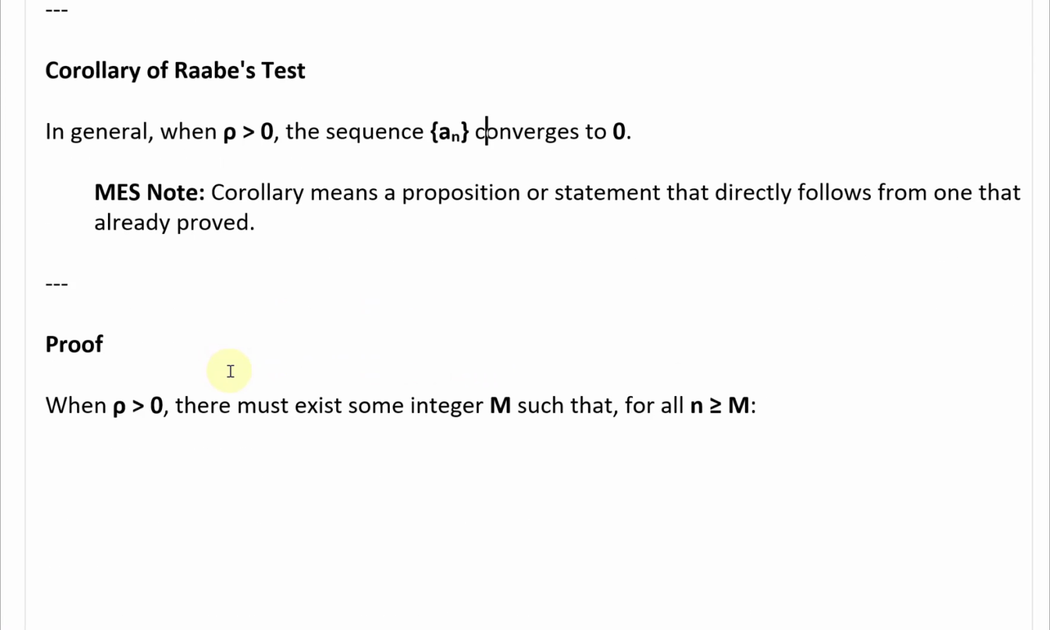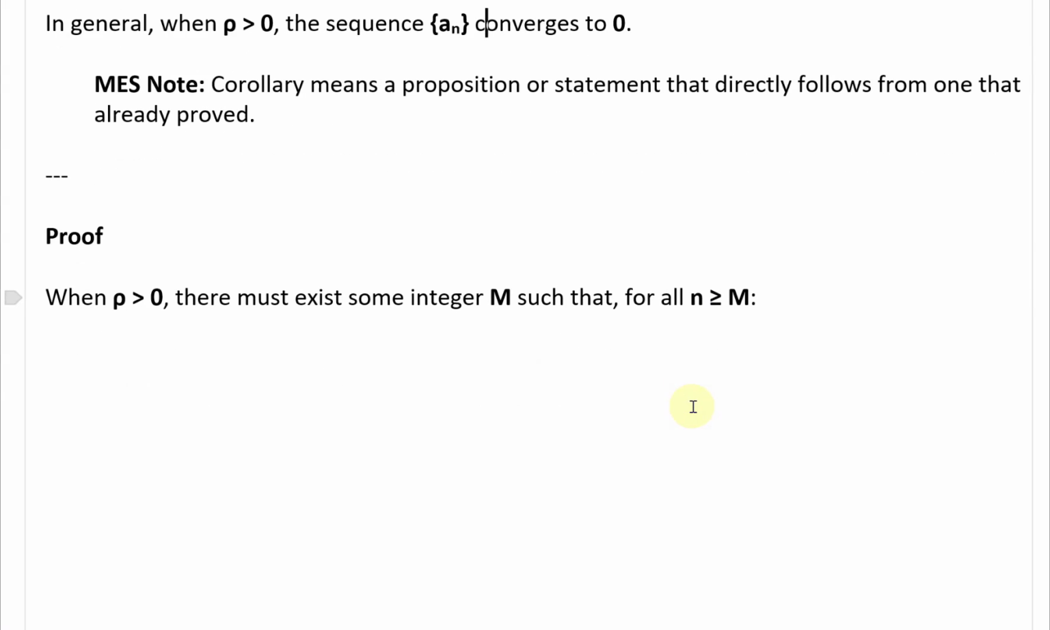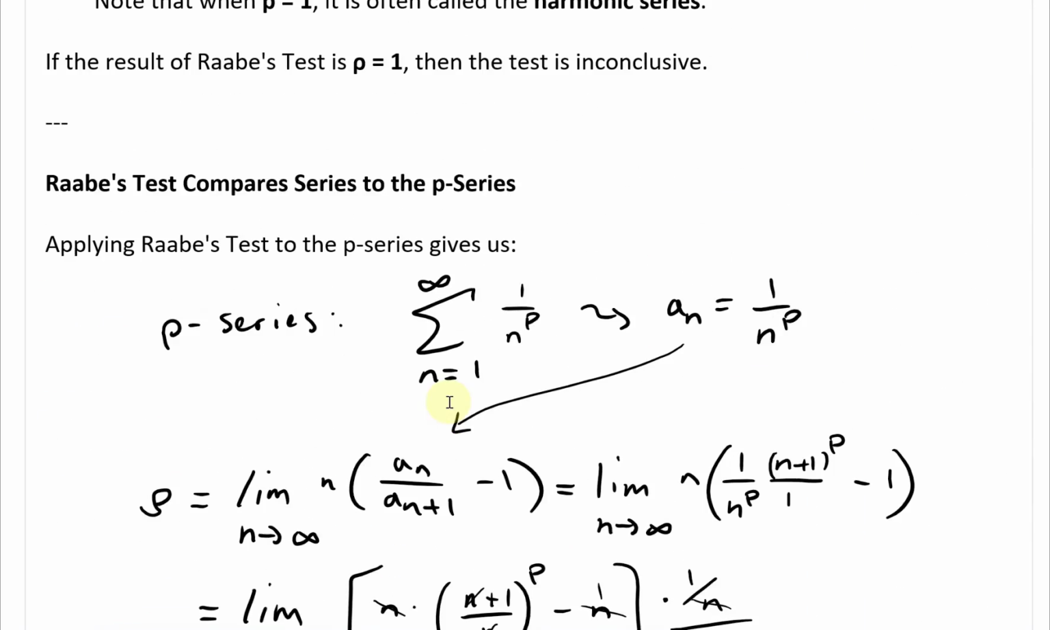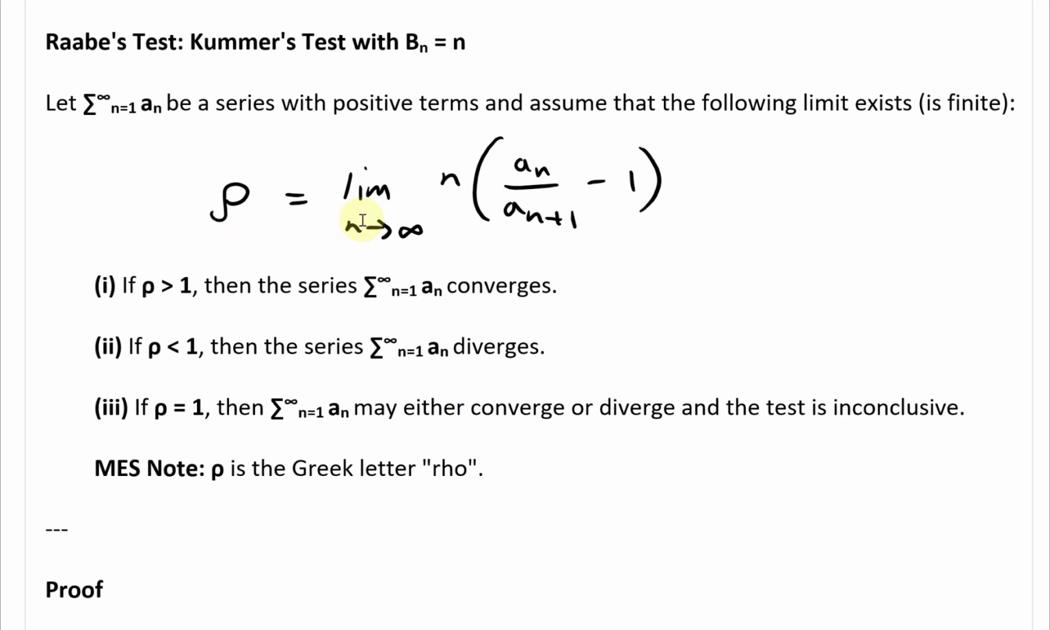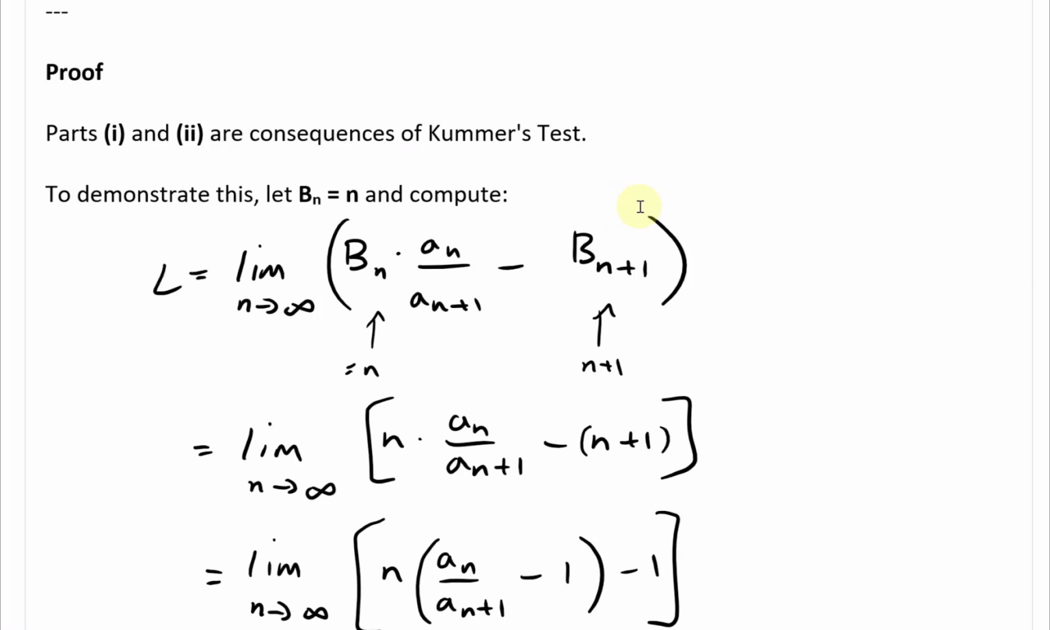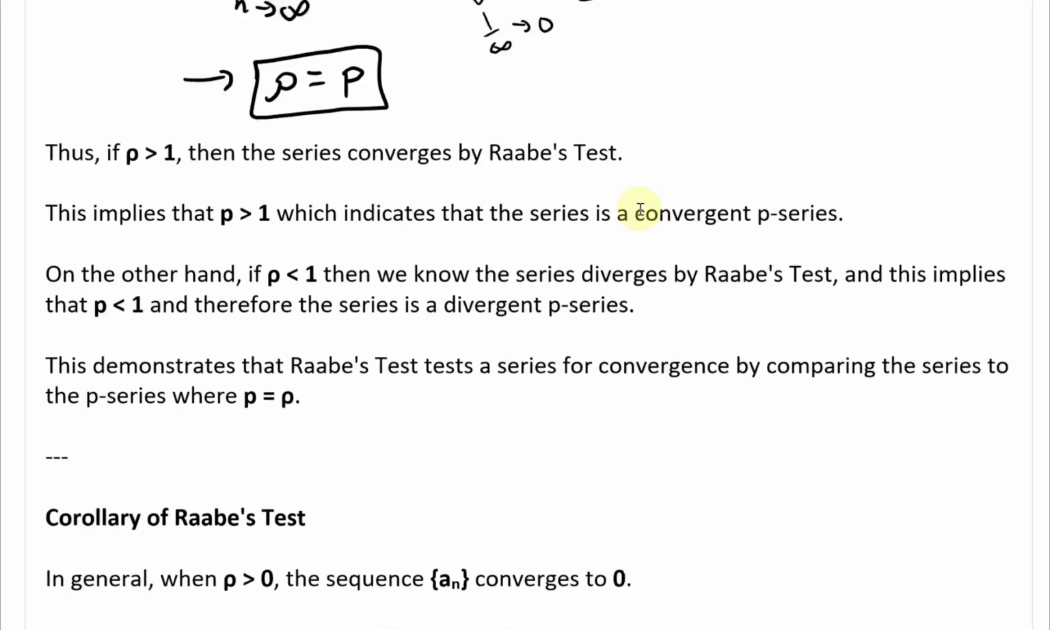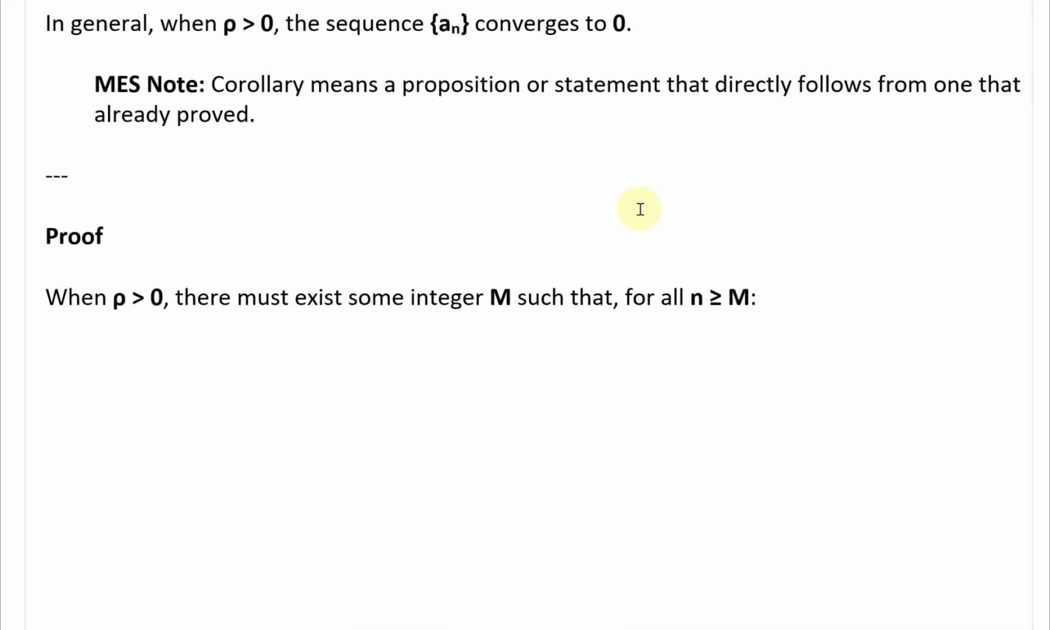So proof: when rho is greater than 0, there must exist some integer, capital M, such that for all n is greater than or equal to M. And this is going to be the same thing as earlier. So if we look at our rho, the rho is the limit as n approaches infinity of n times (an over an plus 1, minus 1). So now if rho is greater than 0, then that means we'll have a term like this, greater than 0 for all n is greater than or equal to M, just as in our earlier derivations.